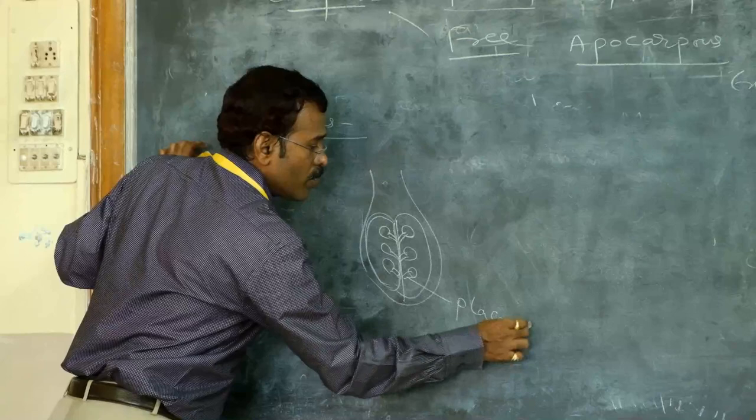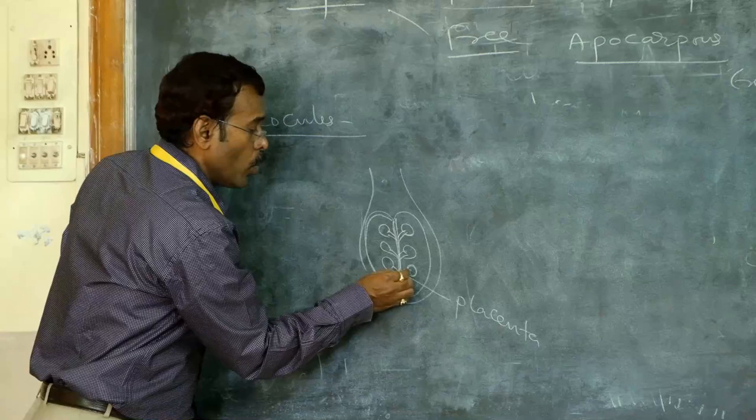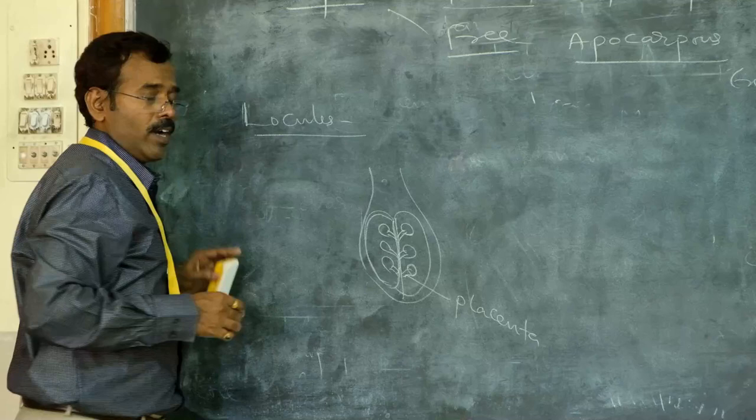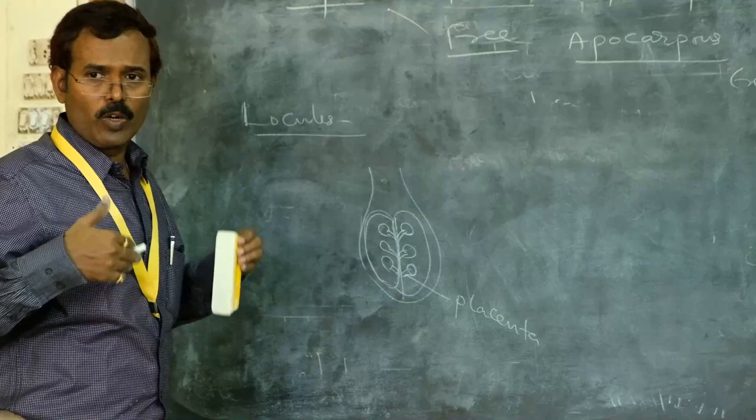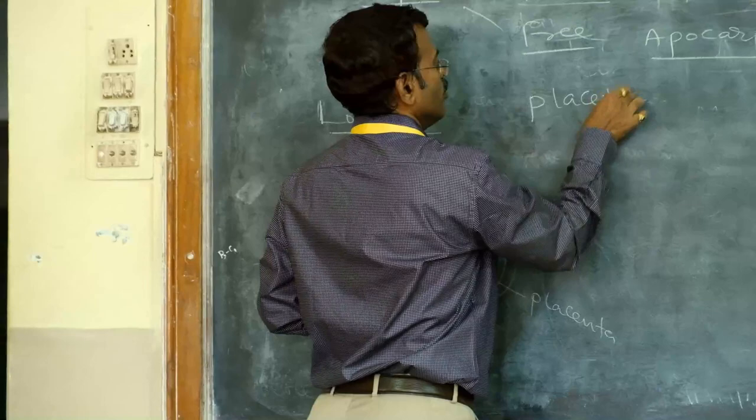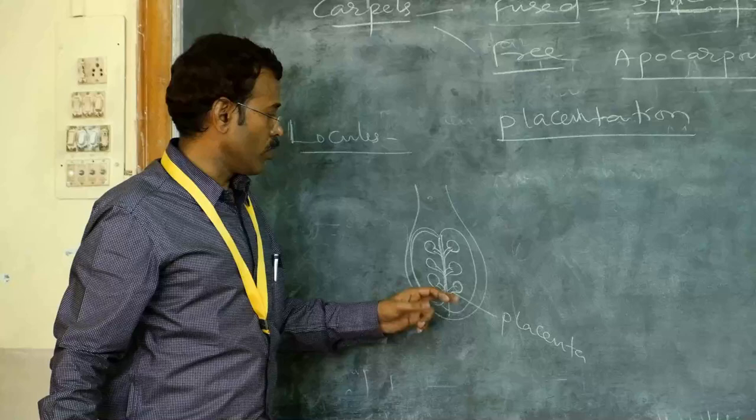Placenta is a special fertile parenchymatous tissue which can hold the ovule. So these ovules are held by the placenta in a specific pattern. The pattern or the mode of arrangement of the placenta bearing ovules in the locule of the ovary is known as placentation. So we have different types of placentation.